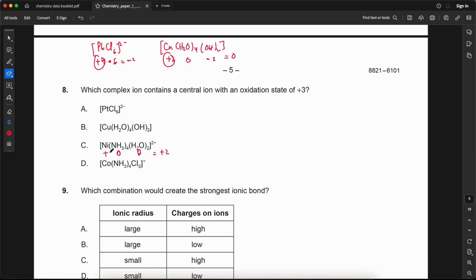So Ni is +2. And for this one, Cl is -2, and it should be equal to +1, because there's a plus right here. So NH3 is 0, then the metal should be +3 because the total should be +1. Therefore, the answer is D.